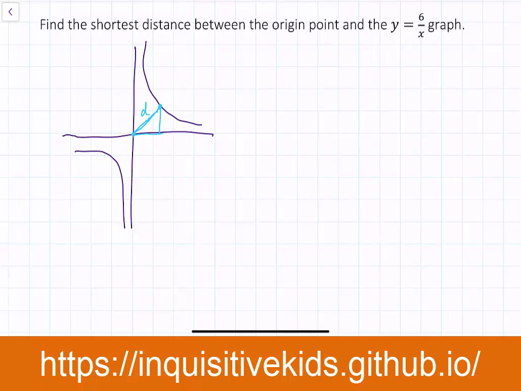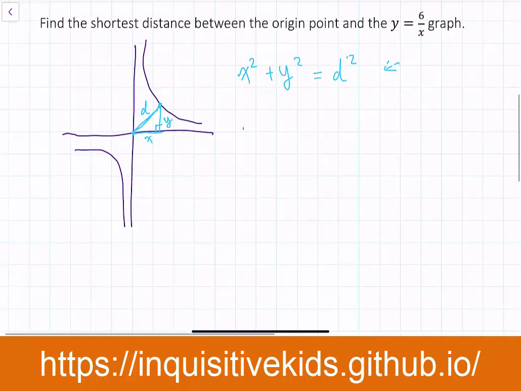So then x squared plus y squared would equal d squared. This is x and this is y. We've made a small right triangle on this graph. Now let's plug in what we know into this equation. We know that y equals 6 over x. So then it would be x squared plus 36 over x squared equals d squared.